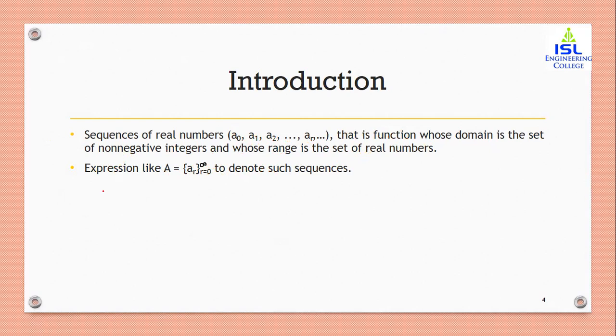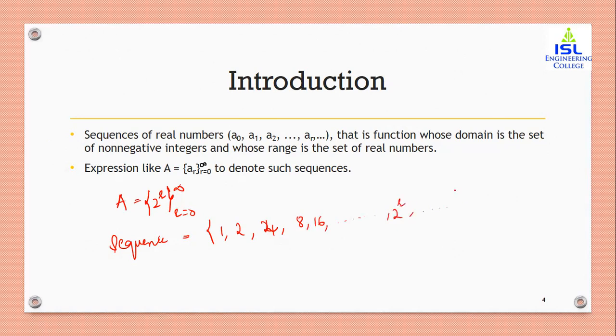Now the example that I will teach is, suppose A is given as 2 power r, r is equal to 0 to infinity. So this sequence is basically the powers of 2 from 0 to infinity. What will be the sequence? The sequence A will be simply 1, since 2 power 0 is 1. Then 2 power 1 is 2, 2 square 4, 2 cube 8, 16 and so on up to some value r. And this is the sequence.